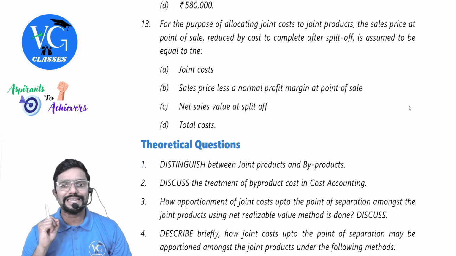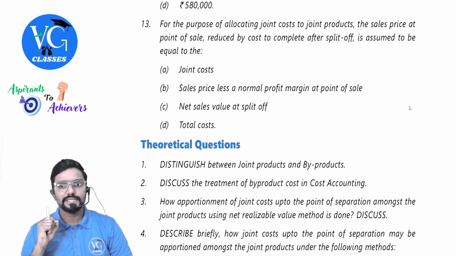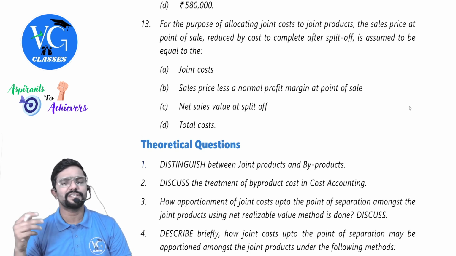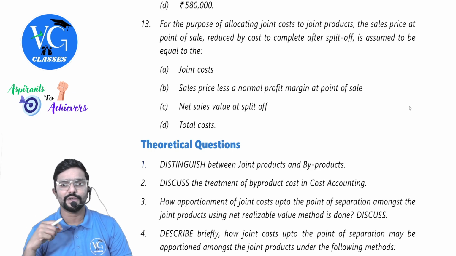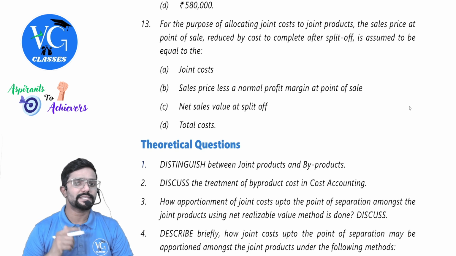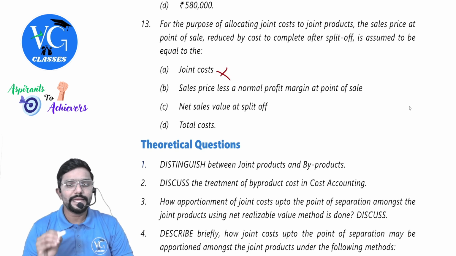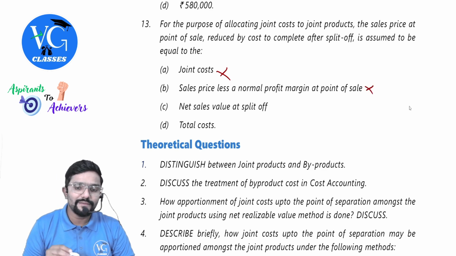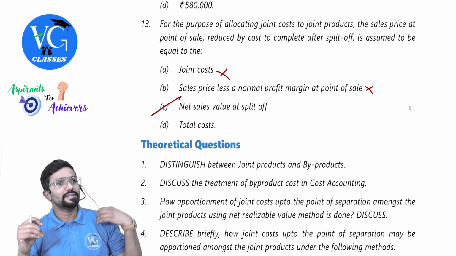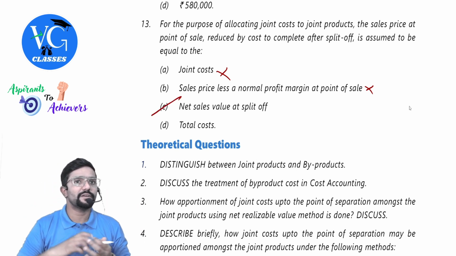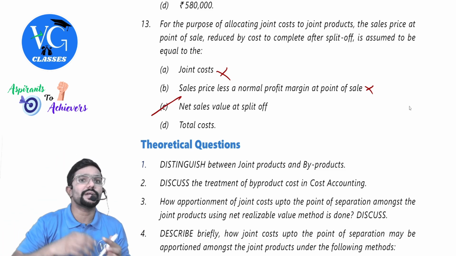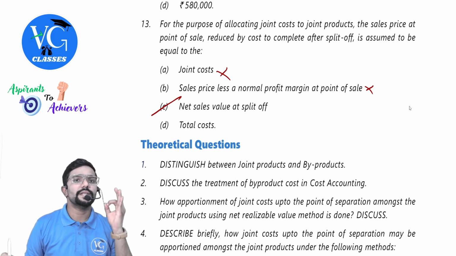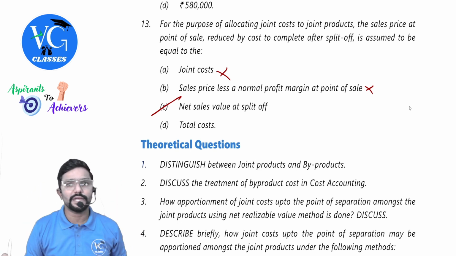For the purpose of allocating joint cost to joint products, the sales price at point of sale reduced by cost to complete after split off, that is nothing but further processing cost, is assumed to be equal to what, guys? Joint cost? No. Sales price less normal profit margin at a point of sale? No. Net sale value at the split off. That is what I explained in the net realizable value method. When we do reverse calculation, we end up getting the value of the joint products at the split off point, which is nothing but net realizable value, guys.